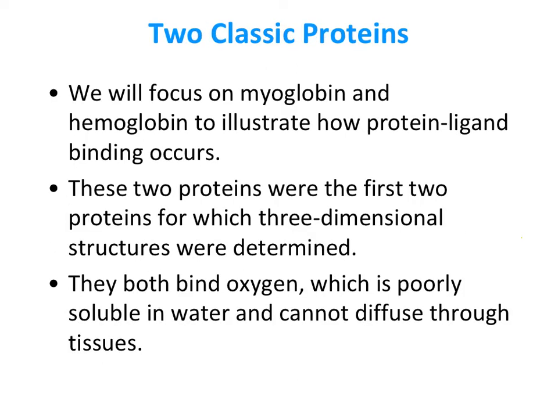In section 5.1, we will focus on two classic proteins, myoglobin and hemoglobin, which are both part of the globin family of proteins. And we will use these to illustrate how protein-ligand binding occurs. These two proteins were the first two proteins for which three-dimensional structures were determined. They both bind oxygen, which is important since oxygen is poorly soluble in water and cannot diffuse through tissues.